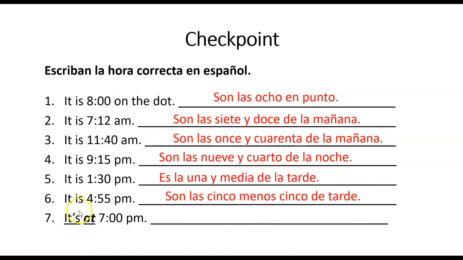Instead of saying the time, what it is, you can say when something is at. It's at 7 p.m. Like when is the concert? It's at 7 p.m. We would not say son las siete. We would say es a las siete. It is at 7 at night.